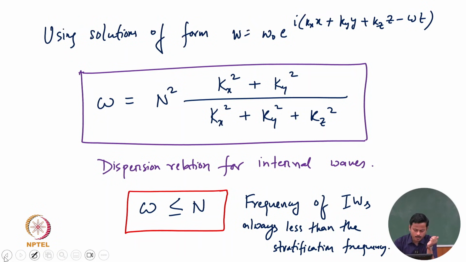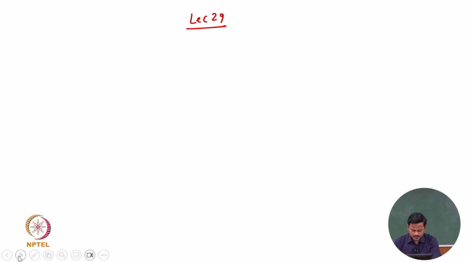So we saw that the wave numbers combined appear in the denominator, that is kx squared plus ky squared plus kz squared appears in the denominator, while the numerator has kx squared plus ky squared. And this gives rise to the fact that omega should always be less than or equal to N. And there's a key observation that we made in the last lecture.